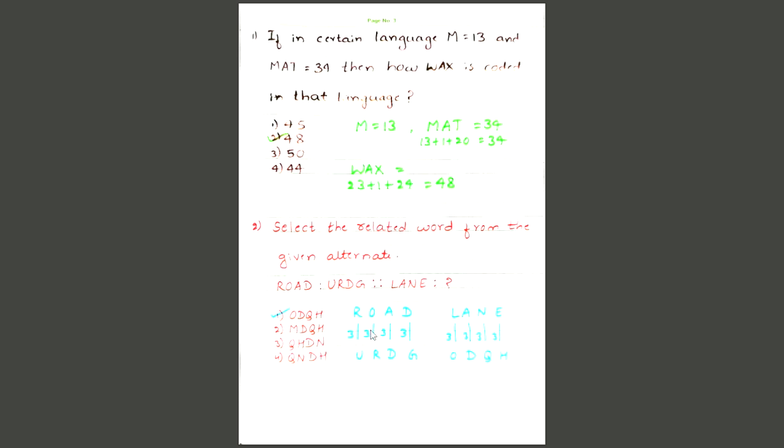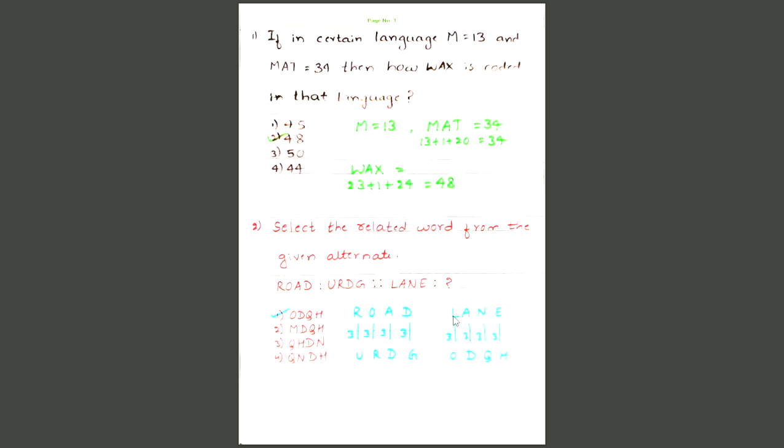We add 3 to 15th. 15 plus 3 is 18, that is the 18th letter, R. Here A is the first letter, we are adding 3, that is the 4th letter, that is D, and D is the 4th letter, we are adding 3, then we get the 7th letter, that is G. Like that we write the coding for the word LANE.